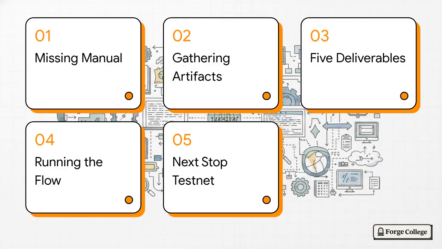All right, let's quickly map out our blueprint for today. First, the missing instruction manual. Second, gathering your artifacts. Third, the 5 core deliverables. Fourth, running the integration flow. And finally, next stop, the testnet.